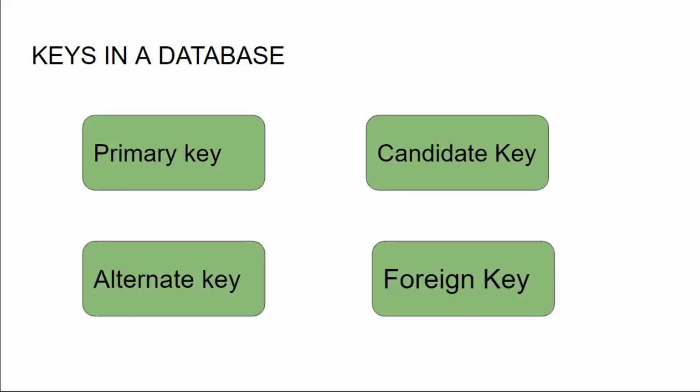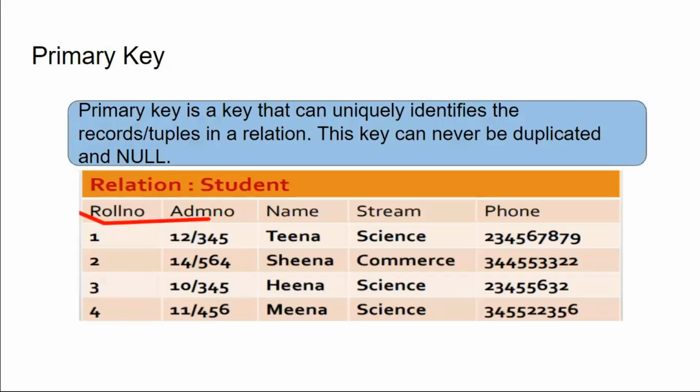And here we have four different kinds of keys. One is the primary key, candidate key, alternate key, and foreign key. First, we will start with the primary key. So the primary key is a very, very important key in a database. This key can be used for uniquely identifying a particular record of the table.